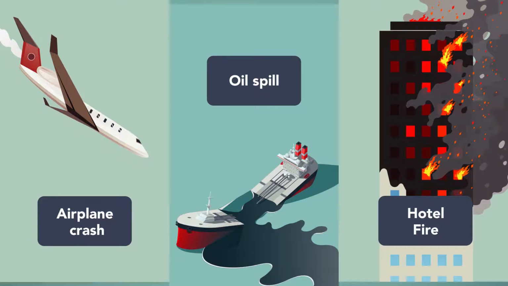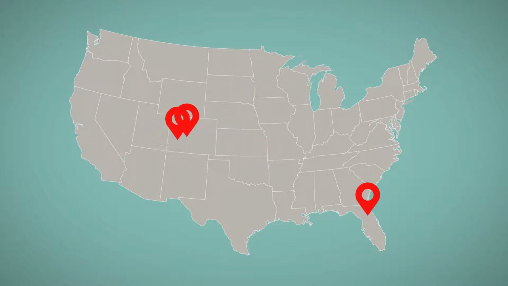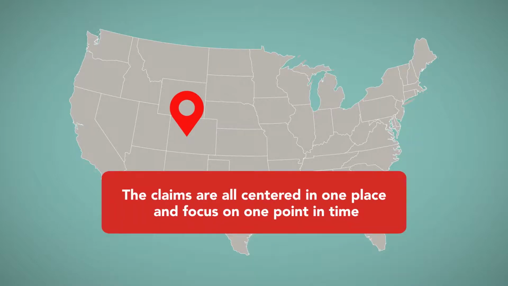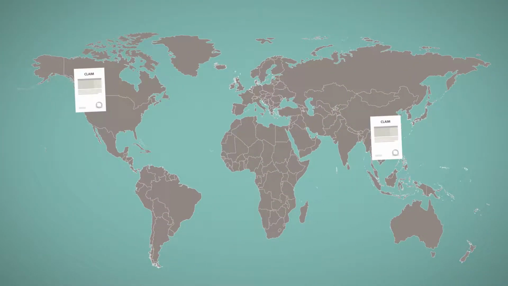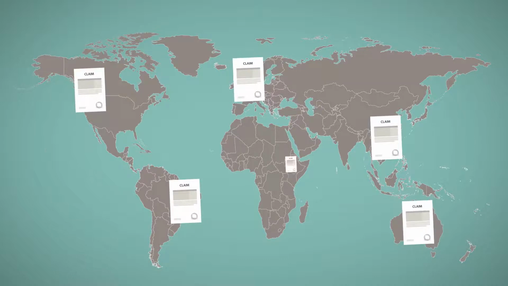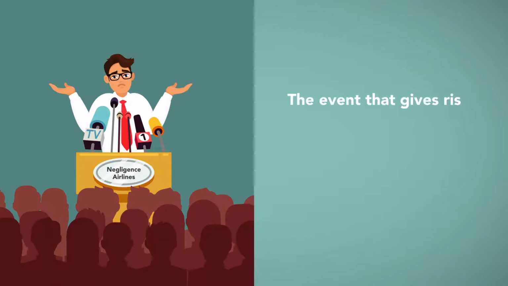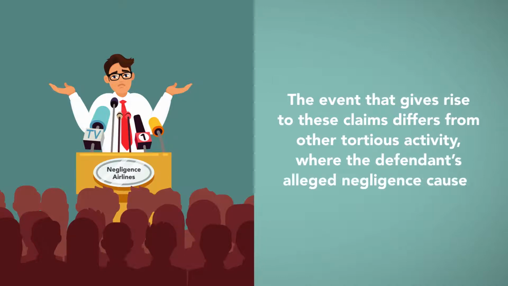The defining characteristic of this case is that, although the plaintiffs might be found in a large number of different parts of the country, the actual harm the plaintiffs suffered arose from a distinct event in a specific place at a specific time. Thus, the claims are all centered in one place and focus on one point in time. Though there may be a very large number of such claims, and the plaintiffs may be spread all across the country and even the world, such as the families of the people who died in an airplane crash, the event that gives rise to these claims differs from other tortious activity where the defendant's alleged negligence causes a particular bad event.